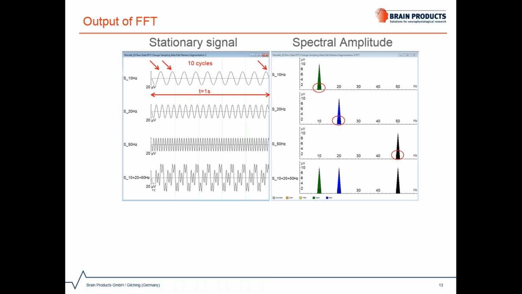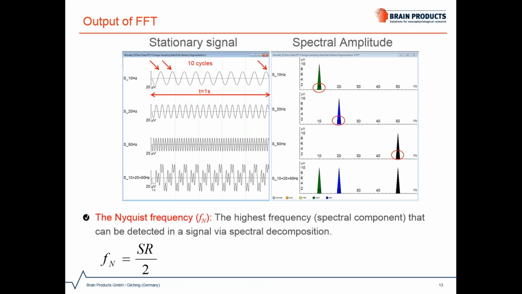In this context, it's important to bear in mind that the frequency range that we can evaluate goes from 0 to half of the sampling rate, the so-called Nyquist frequency. For example, if we have a sampling rate of 512 Hz, we will be able to evaluate frequencies only up to the Nyquist frequency, which is from 0 to 256 Hz.